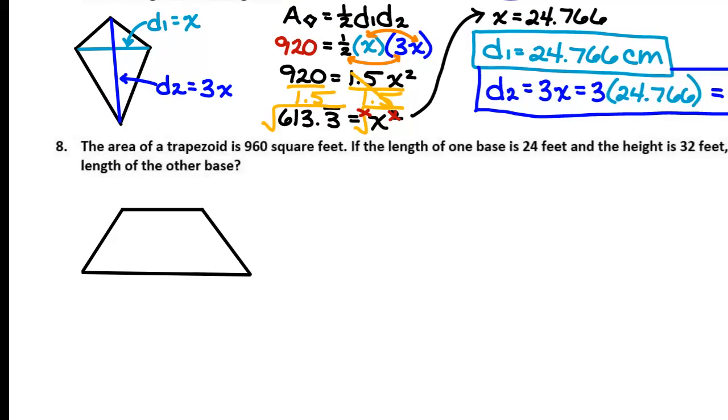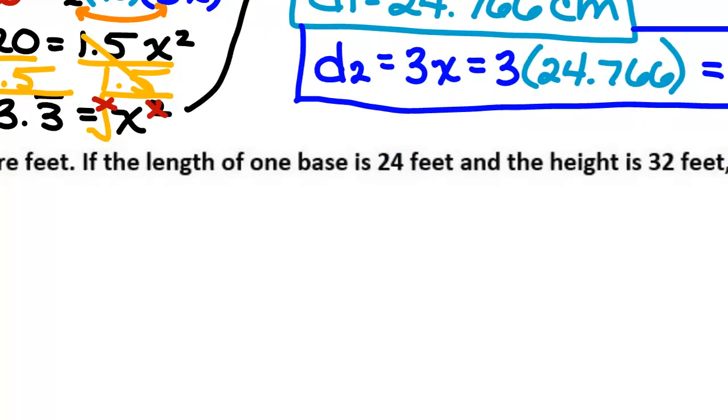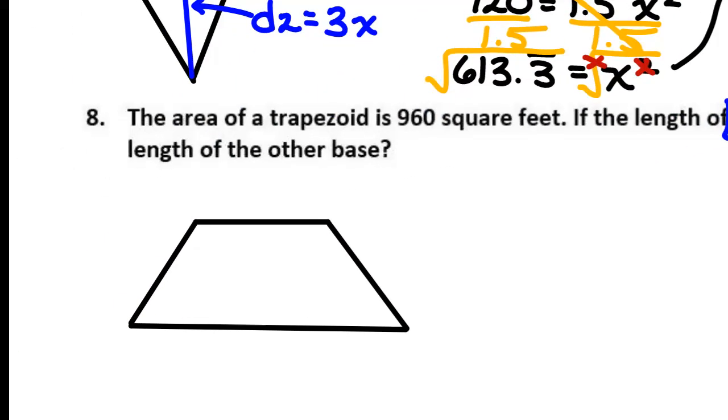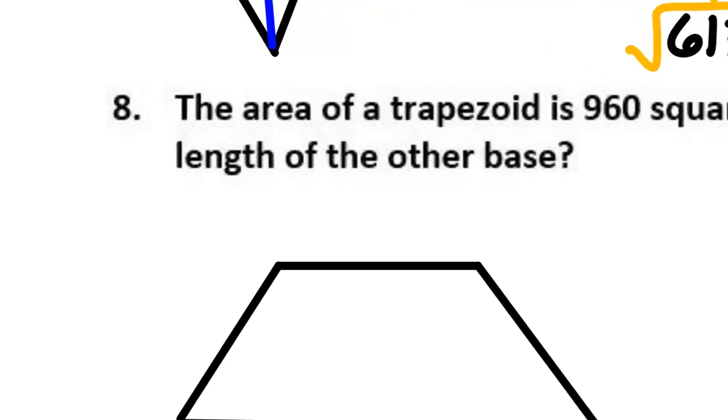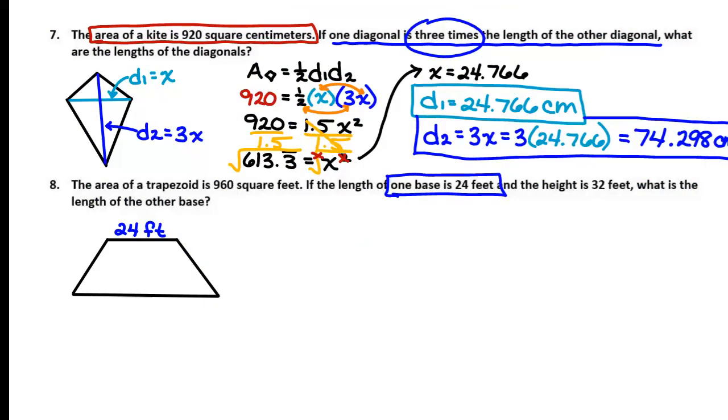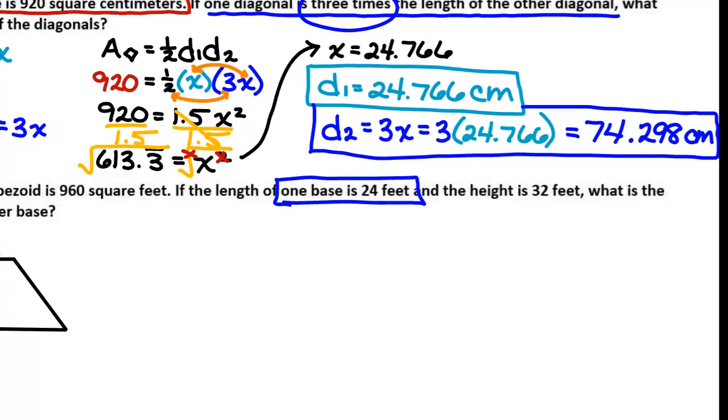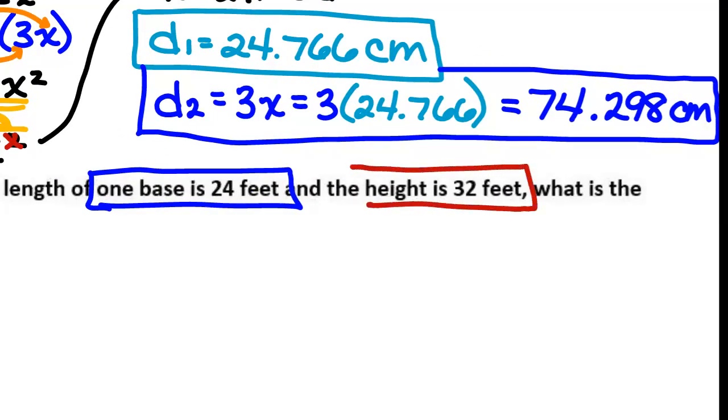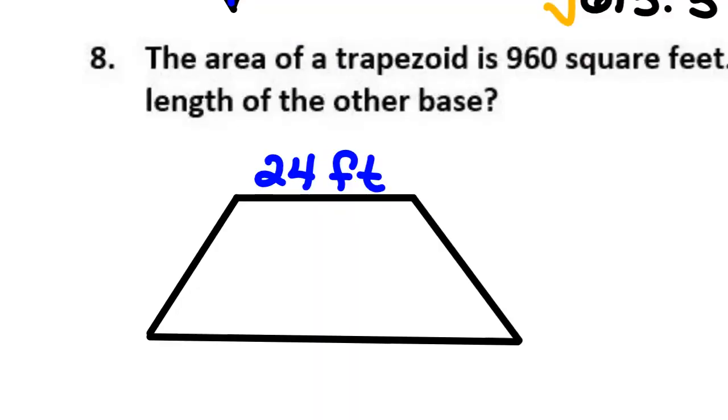It says the length of one base is 24 feet. I don't know whether that's the top base or the bottom base, but for the purposes of my problem, it doesn't really matter. So I'm going to let it be the top base. So we're going to call this 24 feet. And then the height is 32 feet. Remember, the height goes from one base to the other and makes a right angle with the opposite base. And that would be 32 feet.